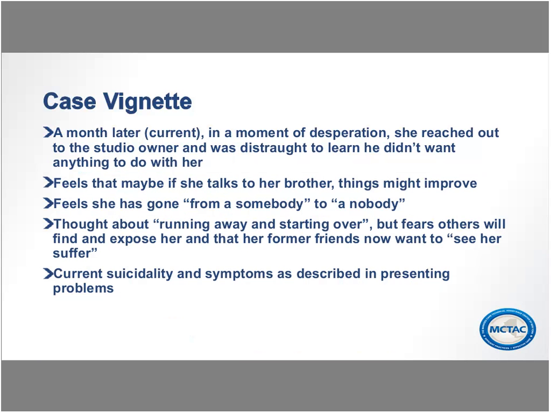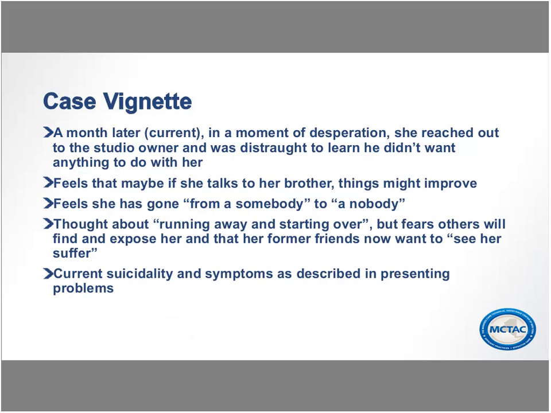So now we get to her current functioning following all of that history. So this is about a month later, which is now when she's in our office. In a moment of desperation, she had reached out to the studio owner and was very upset to learn that he didn't want anything to do with her despite their history. She does feel that if she was able to talk to her brother, things might improve for her, she might feel better. She's concerned because she feels like she's gone from a somebody to a nobody. And she has thought about running away and starting over, but is afraid that other people will find her and expose her, and that her former friends now want to see her suffer.